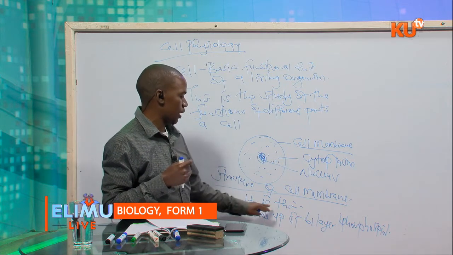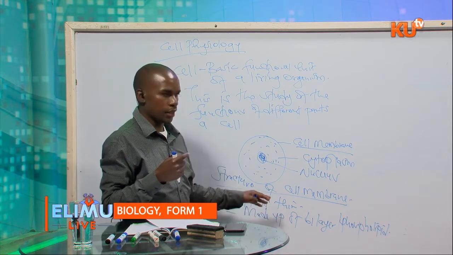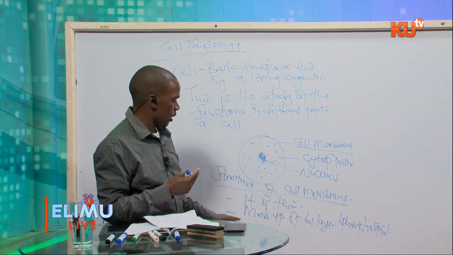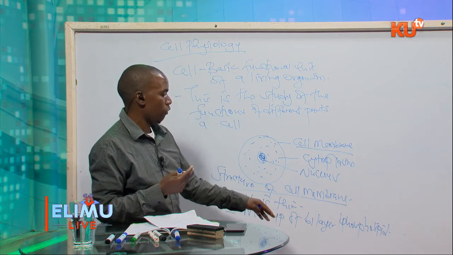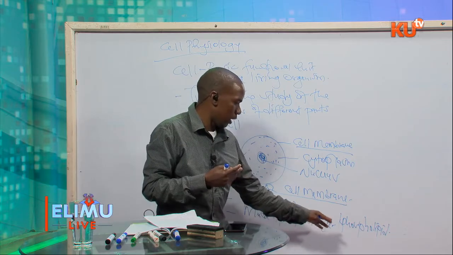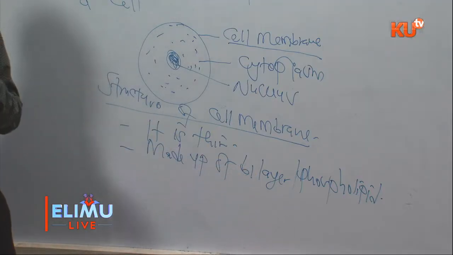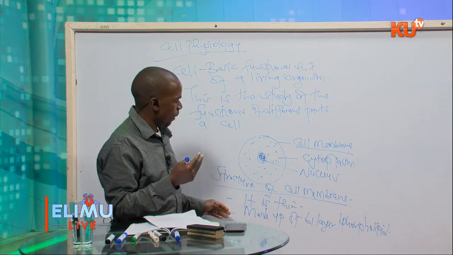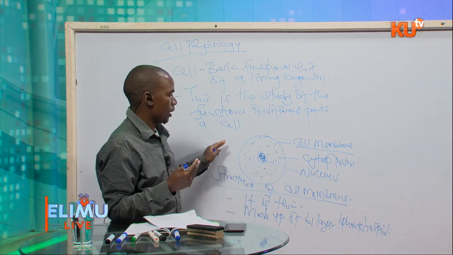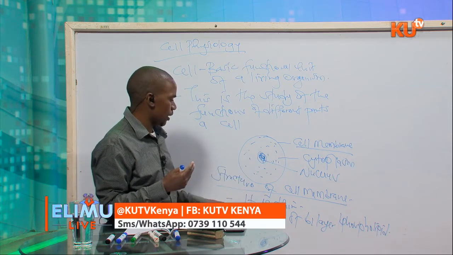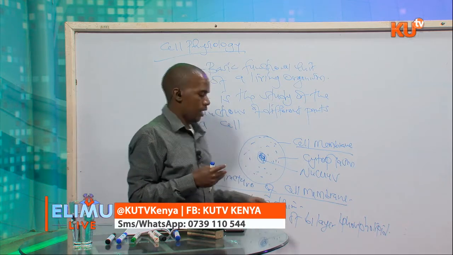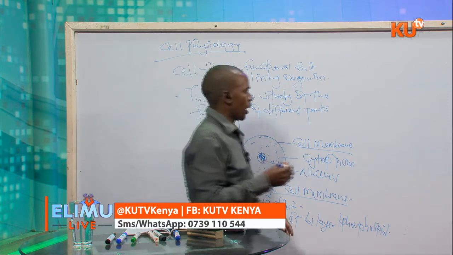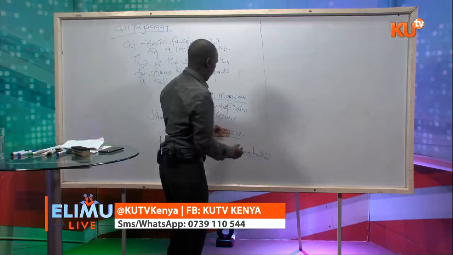So the first one is that it is thin enough to allow easy movement of particles in and outside the cell. We are also saying that it is made up of a double layer of phospholipid, or of lipid and proteins. We are going to look at how that double layer regulates the movement of particles inside and outside the cell. Now, basically, these are the things that you need to outline as far as the structure of a cell membrane is concerned.